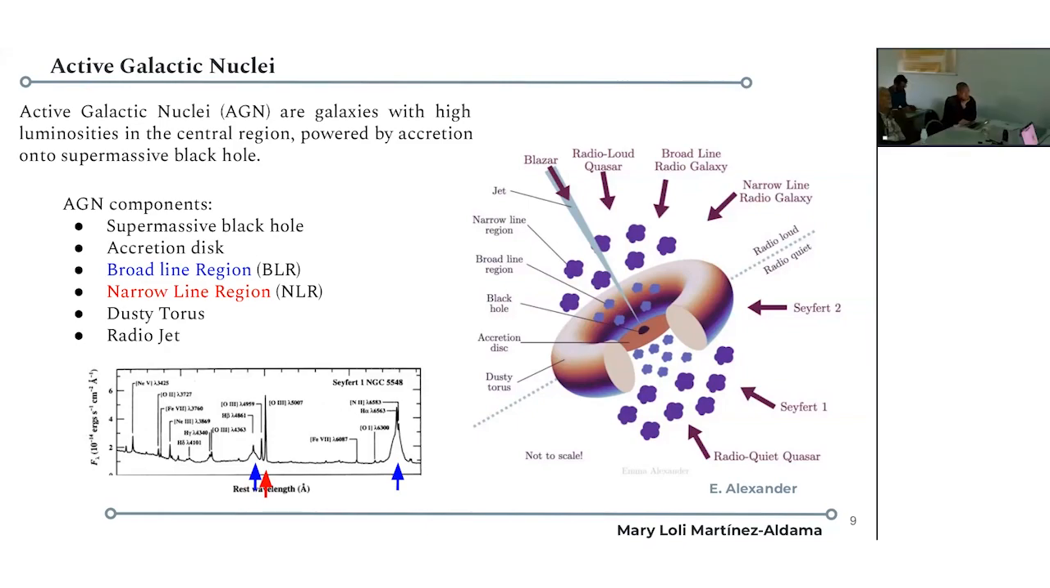And in a spectrum, we can see it like this. It's a broad profile, almost like a Gaussian, we can say for this case. But if the clouds are at some more distance from the nucleus, they will show a narrow profile. These are the emission lines that we are observing in this part of the spectrum. We can also have a dusty torus that is here, and in some cases we can see strong jets.